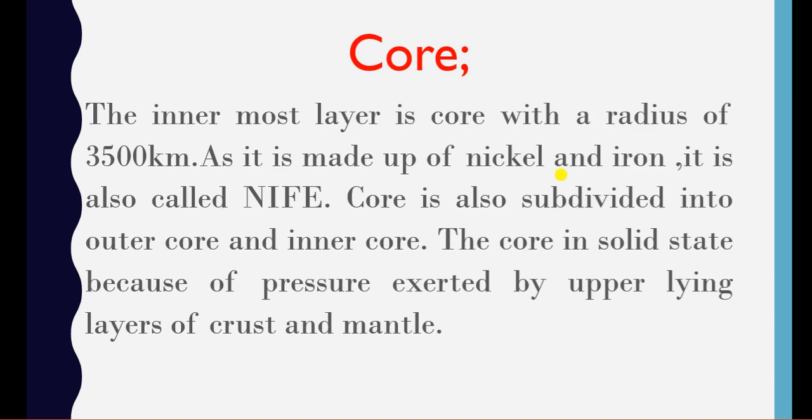So the concept is clear. When we say that the upper mantle's material is in molten form, we can assume the core will also be in molten form because there will be more heat in the core than in the mantle. But here you see in the pictures and in the description, it's written that the core is in solid state. This solid state is only because of the pressure of the two layers above, mantle and crust. It is actually not solid, but it is assumed to be solid because of the overlying pressure of rocks.